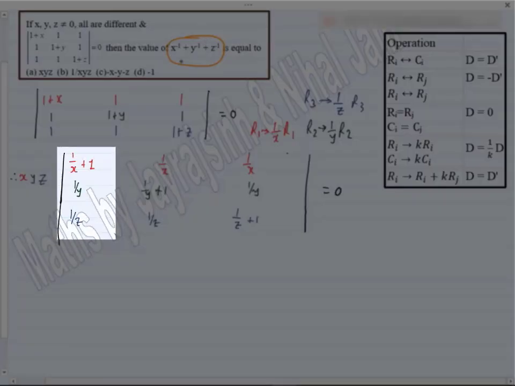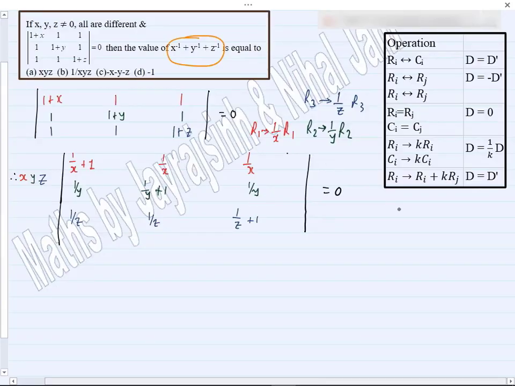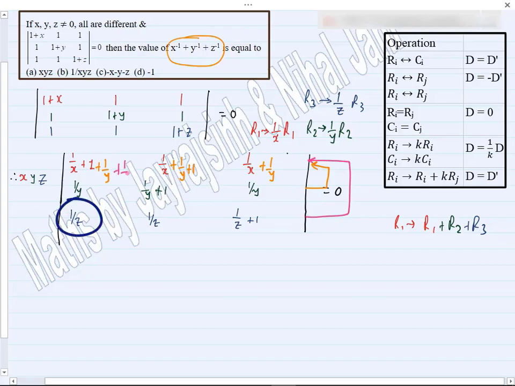But we need the summation of 1 by x, 1 by y, and 1 by z. So let's collect all the elements in any one row. Let's select the first row. It gives R1 plus R2 plus R3. So let's add our second row into the first row. So here we'll get 1 by y plus 1 by y plus 1 and 1 by y. Now it's time to add the third row into the first row. So 1 by z plus 1 by z and 1 by z plus 1.